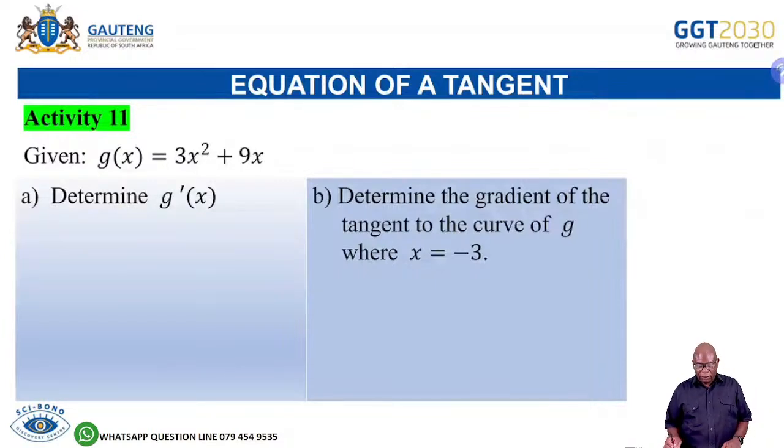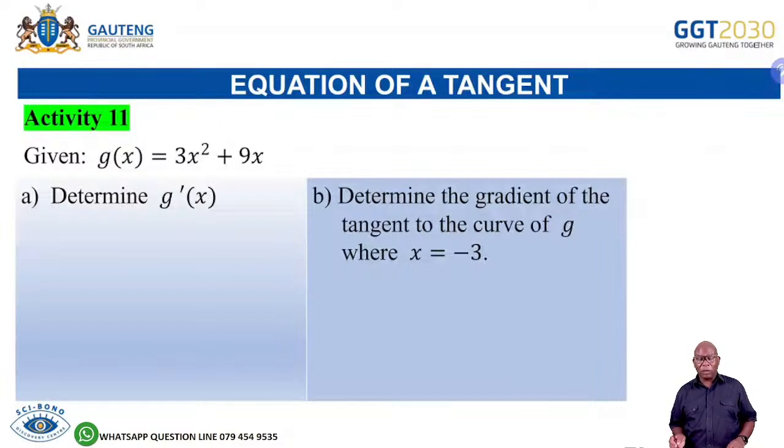Now, in this activity here, it's basically the same thing. In this one, we're getting the equation of the tangent. In the other one, we were not getting the equation of the tangent. We were just getting the value of m, which is the gradient, and also getting the point of contact of that graph. So in this one, we need to get the equation of the tangent.